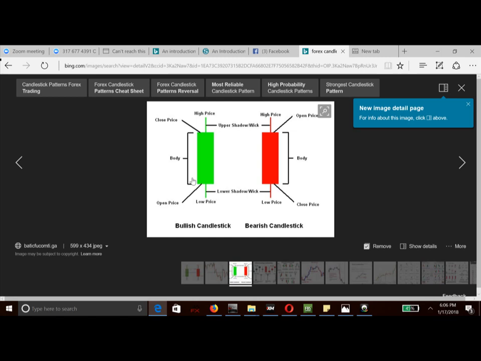Now the candlestick has a body, from this top to this bottom here. The bigger the body of a candle, the more details it tells us. It tells us about volume and it also tells us about the momentum of buyers or sellers in the market. The candle has a closing price and an opening price.